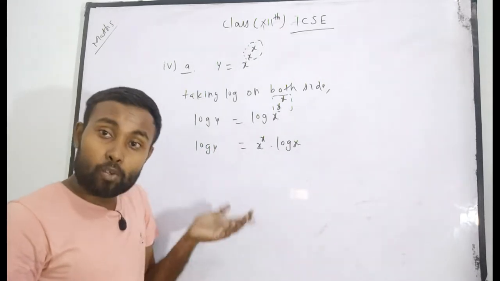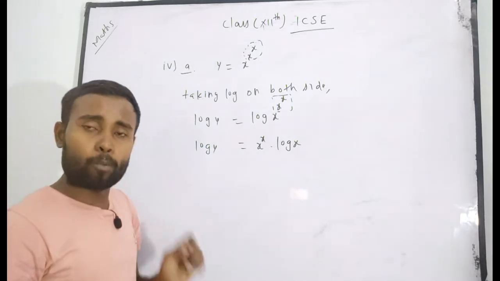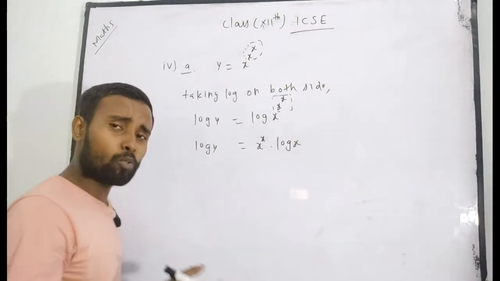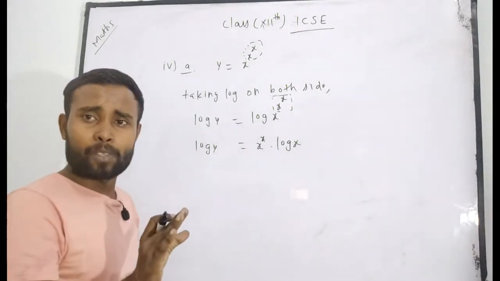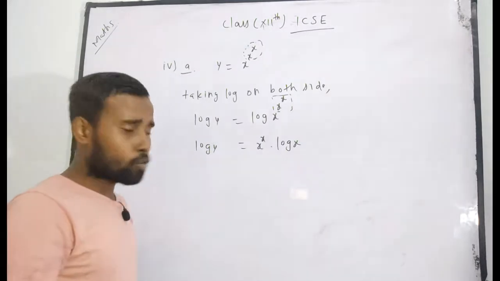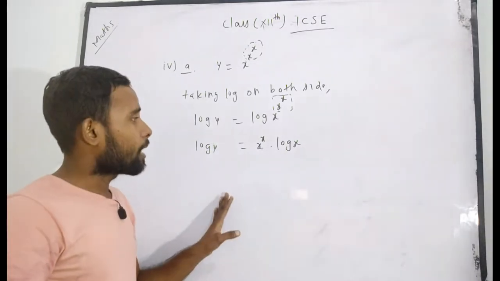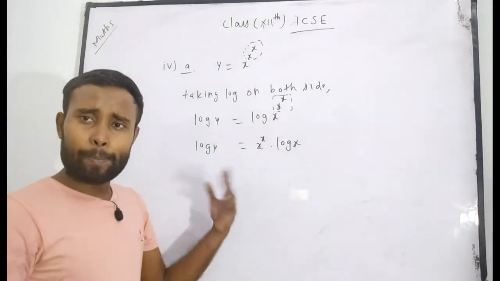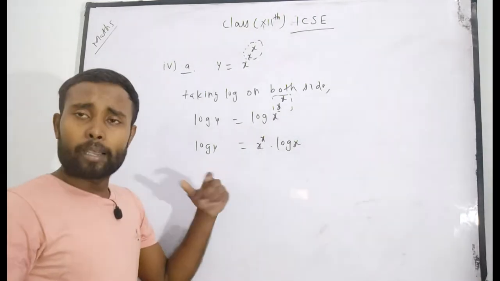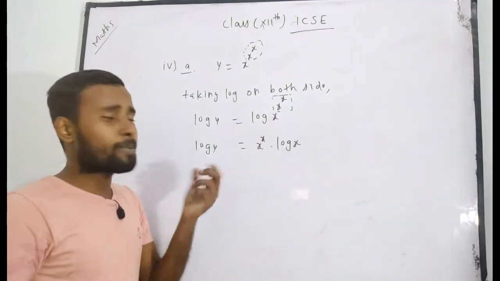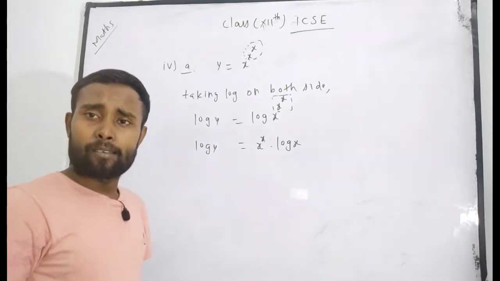In that case, you can take log again on both sides. Or if you wish, you can differentiate here again with respect to x directly. In that case, you will again get the same answer. But in place of it, you can take log again. In that case, it becomes easier than the first case.